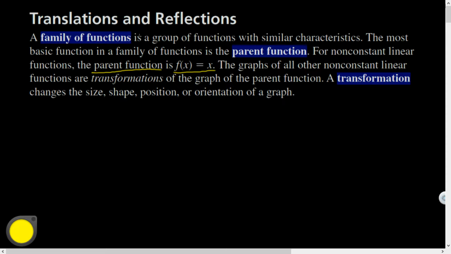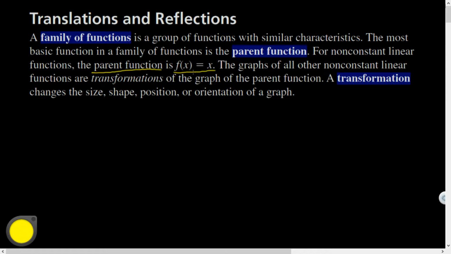And so a family of functions is a group of functions with similar characteristics. Today and tomorrow we're going to be talking about lines. So they're all going to have a slope, they're all going to have a y-intercept most likely, things like that. And the most basic function in a family of functions is called the parent function, from which all of the other functions kind of derive their shape. So for non-constant linear functions, the parent function is y equals x or f of x equals x. And the graphs of all other non-constant linear functions are transformations of the graph of the parent function.